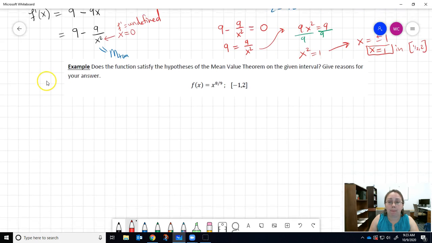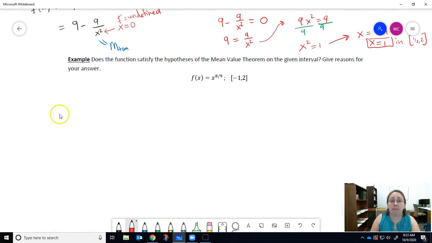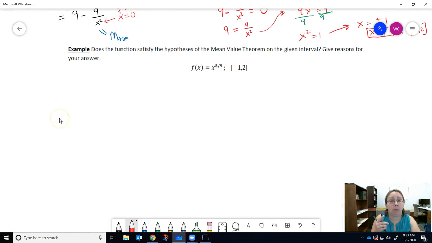All right, let's try this one. Does the function satisfy the hypotheses of the mean value theorem? Remember, the mean value theorem requires the function to be continuous and differentiable in our interval. So, is f continuous? Well, this is a root function. If you were to graph this, feel free, it's an interesting graph. This is in fact continuous. There are no points where there's a break or a gap or a jump.